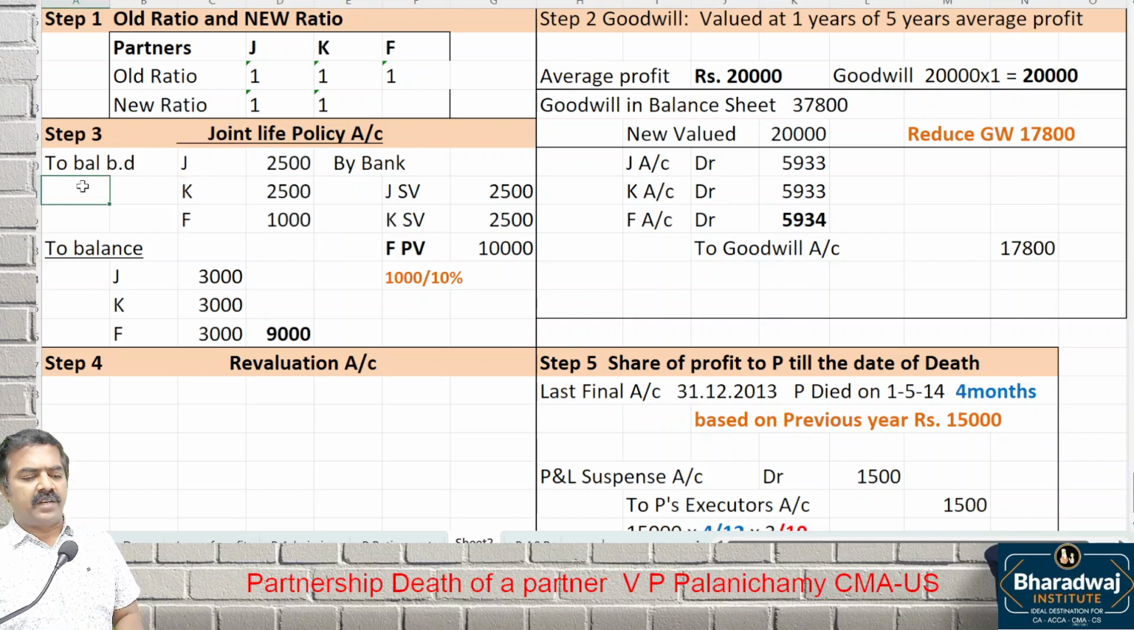JKF, already given in the balance sheet. The surrender value given in the balance sheet we have taken. J and K, you get the surrender value. For F, you get which value? Policy value. Benefit will go to all partners in which ratio? Profit sharing ratio. Take it up.